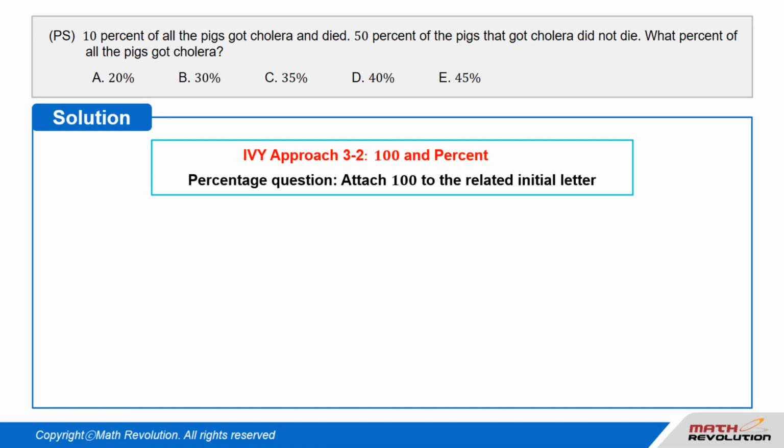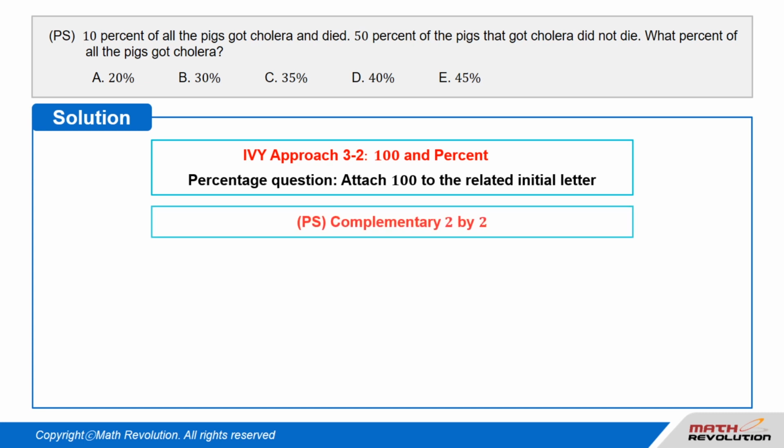One of the IV approaches is to attach 100 to the related initial letter if we are dealing with percentages. P.S. Complementary 2x2. This type of table has sets that are complementary to each other.